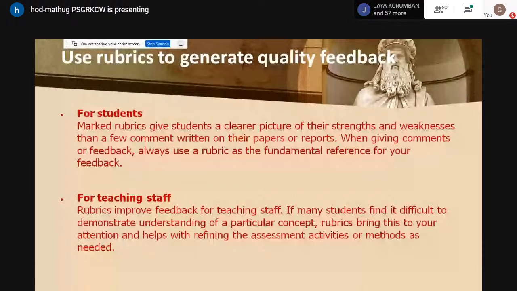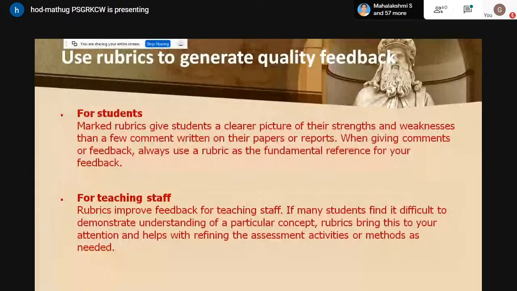Now, this rubric has to be used to generate quality feedback, and this feedback is an integral part of outcome-based education and assessment practices. So what you have to do is, marking rubrics give students a clear picture of their strengths and weaknesses than a few comments written in their papers or reports. So when giving comments or feedback, always use a rubric as the fundamental reference for your feedback. See, I have given 6 criteria for evaluating an essay.